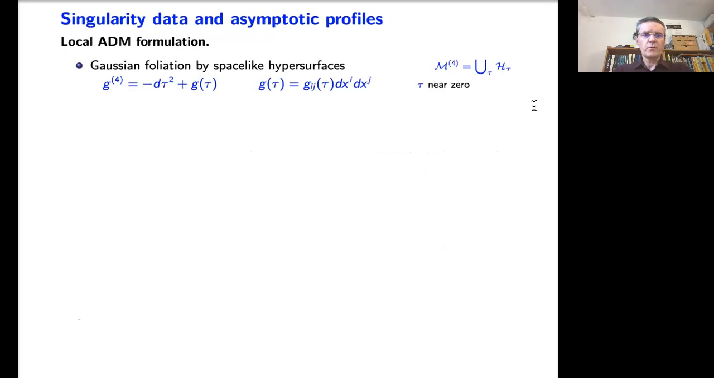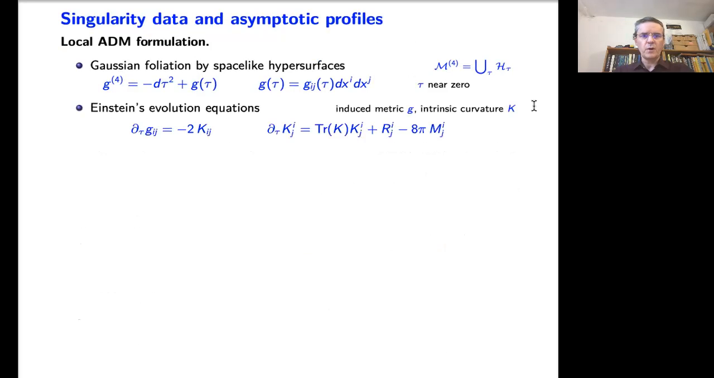The way to set up the problem is to introduce the ADM formulation of the Einstein equations, defined by a Gaussian foliation. So tau will be the Gaussian time, and the metric, the four-dimensional metric, is written as minus d tau squared plus g of tau. g is a Riemannian metric, so you will soon realize that the problem I will face is actually a curvature problem in Riemannian geometry. And then I'm writing the evolution equations that come from the Einstein field equations. So d tau of the metric is equal to the extrinsic curvature. This is, in fact, the definition of the extrinsic curvature in this foliation.